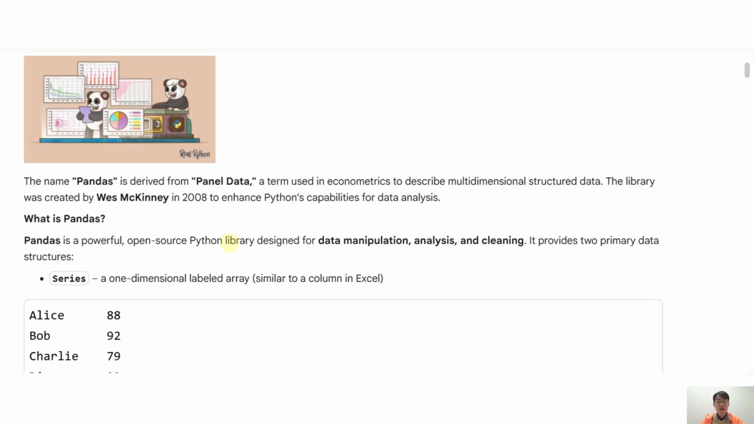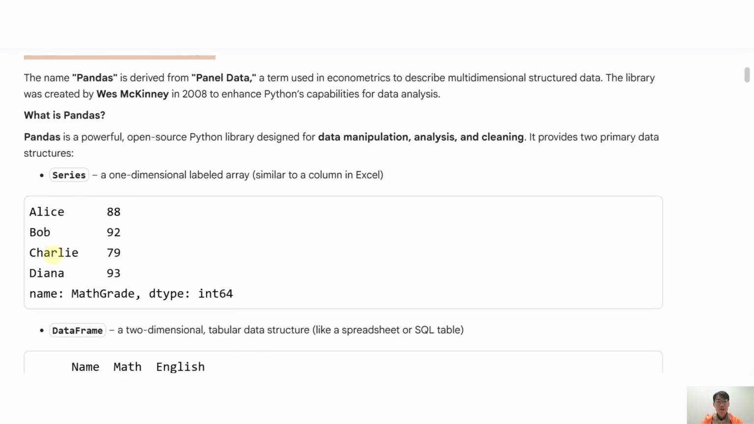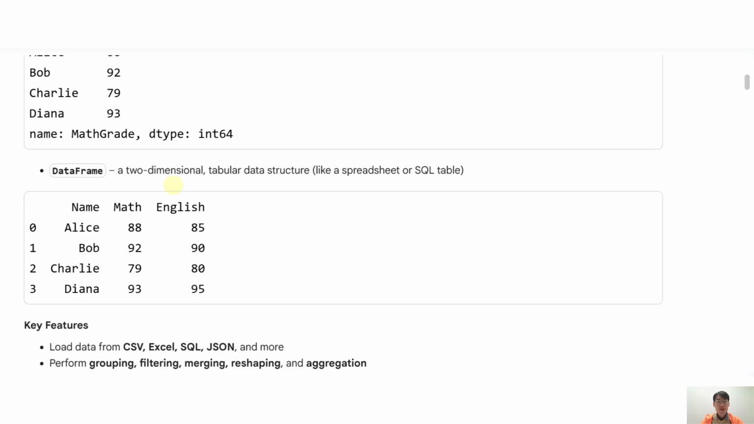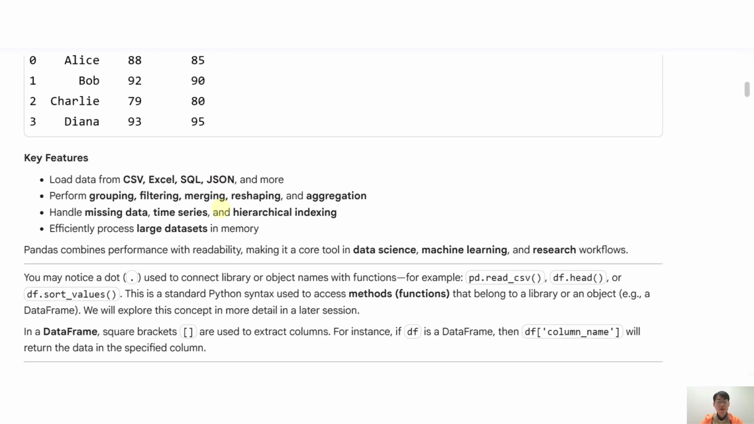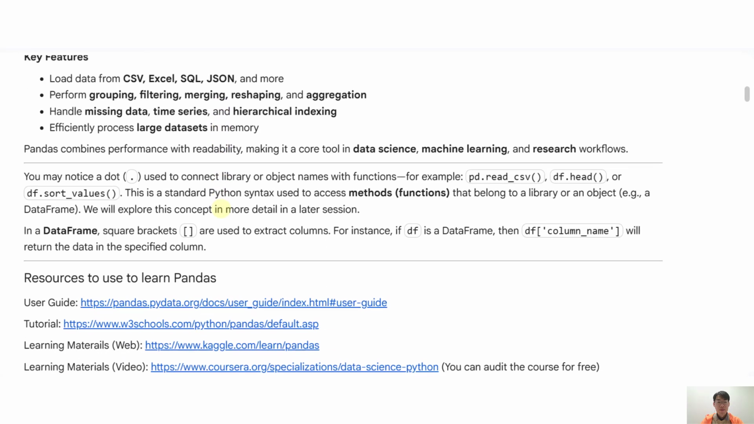of Excel. It allows you to process data like series, which is a one-dimensional labeled array. You can think of it as a single column in a table. Data frame is a two-dimensional tabular data. You can think of it as columns and rows on Excel. So we will use Pandas to process and extract important information from the data.